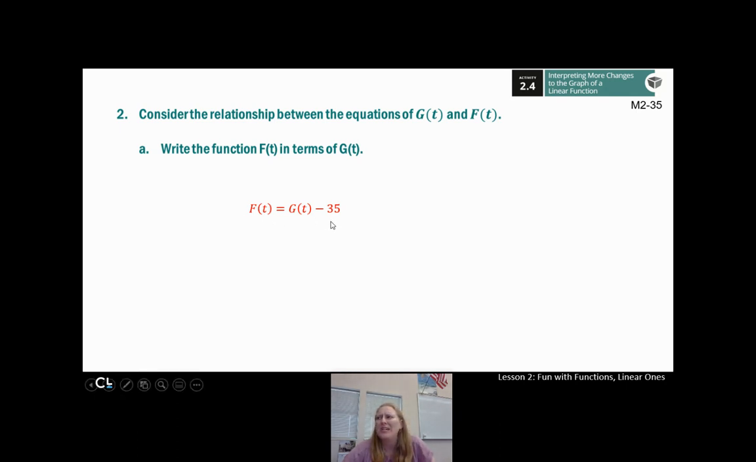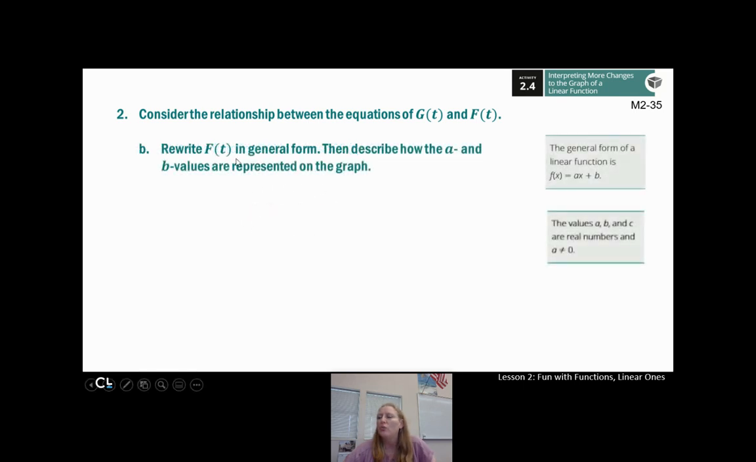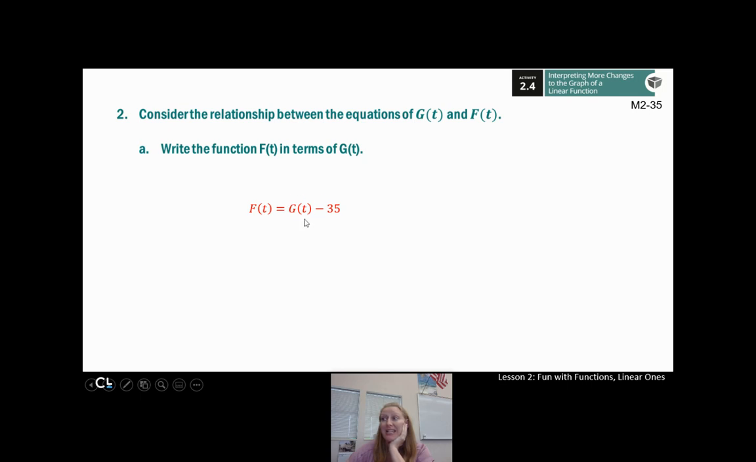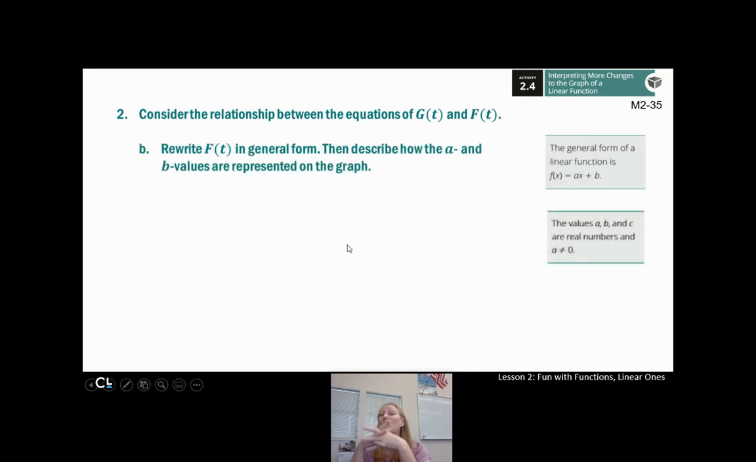But this looks weird, right? Like, we don't usually write functions like this. It's kind of weird, isn't it? So here's what I'm going to suggest, is that you take this lovely guy right here, and can you rewrite f of t in general form? You know what g of t is. Take g of t, plug it in and then clean it up so that you can get it in the general form.